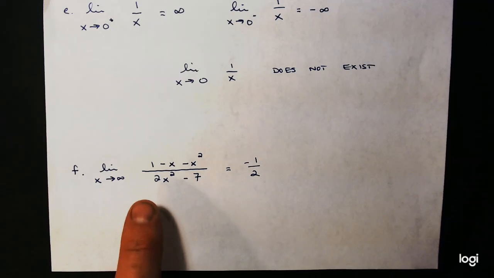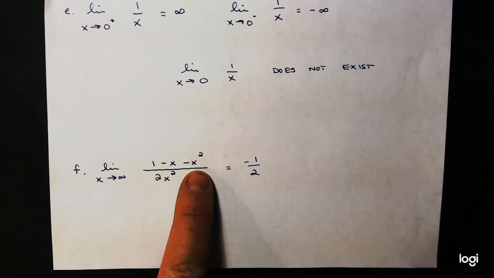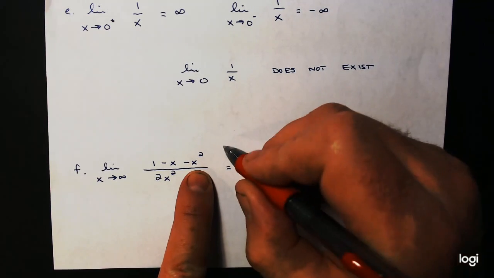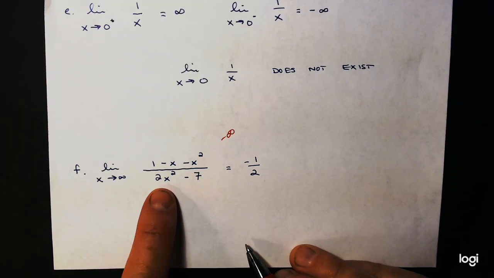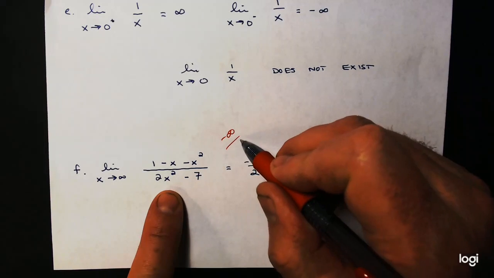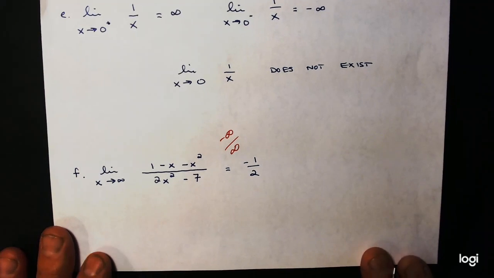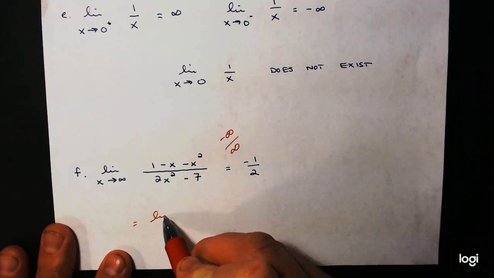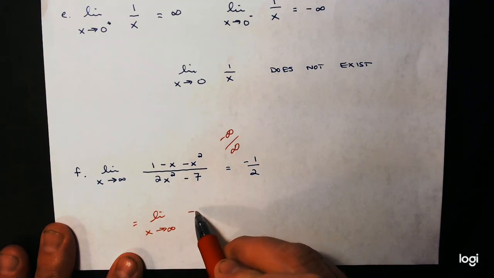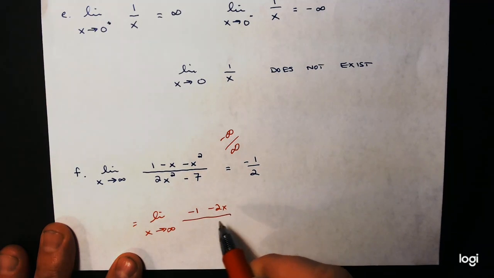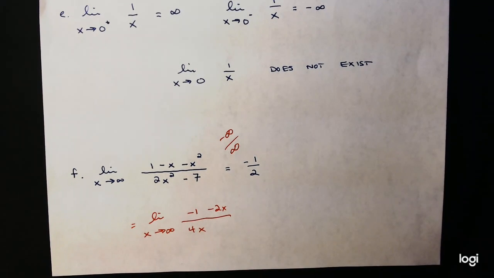If we plug in infinity, we have 1 minus infinity squared. So that's basically negative infinity on the top. And plug in infinity here, which would be infinity minus 7, which is infinity. So that is an indeterminate form for that limit. So we can use L'Hopital's rule. So let's take the derivative of the top, which is going to be negative 1 minus 2x, and the derivative of the bottom, which is 4x. And now let's plug in infinity.